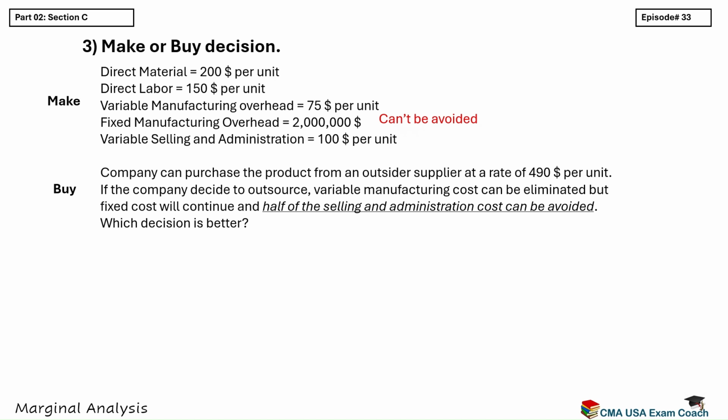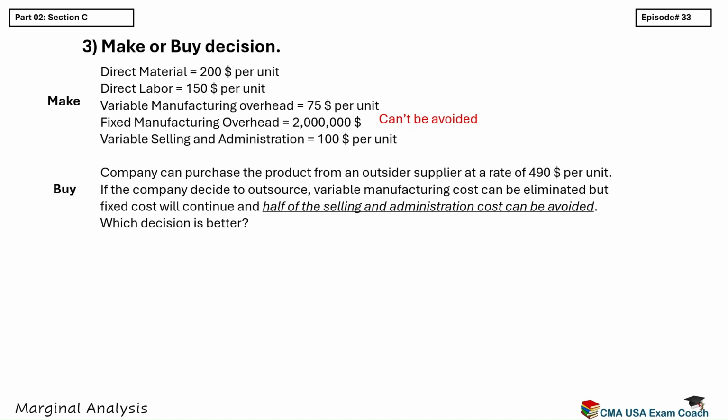To figure this out, we need to compare the costs that actually change depending on the decision. If they decide to buy instead of making, they will save all the variable manufacturing costs, like materials, labor, and variable overhead, because they won't be producing internally. However, the fixed manufacturing overhead of $2 million will still remain. It can't be avoided. Also, only half of the selling and administration costs will be saved if they outsource. The other half will still be there.